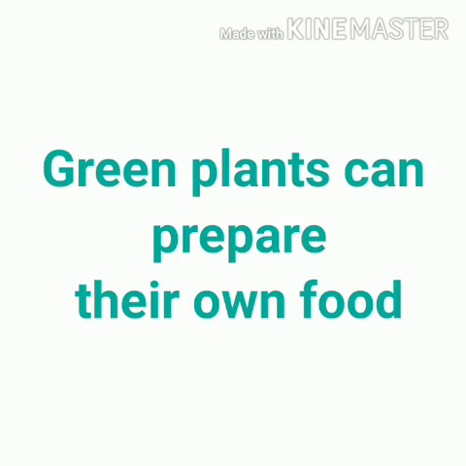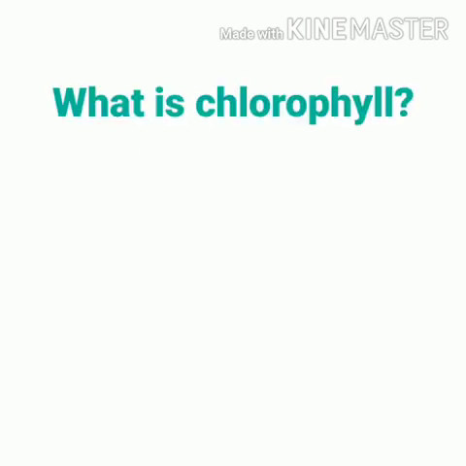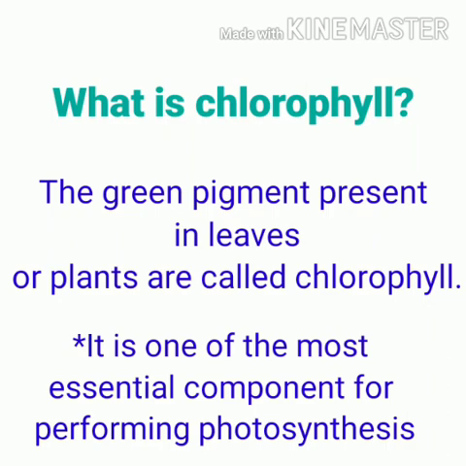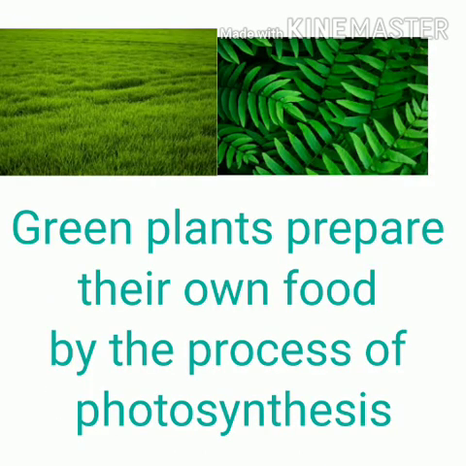I already said that only green plants can prepare their own food. Other plants, that is non-green plants, do not have chlorophyll. What is chlorophyll? A green pigment present in the leaves of plants is called chlorophyll. That is one of the most important, essential components for performing photosynthesis. You all know what photosynthesis is. In the lower classes you might have studied that green plants prepare their own food by the process of photosynthesis.